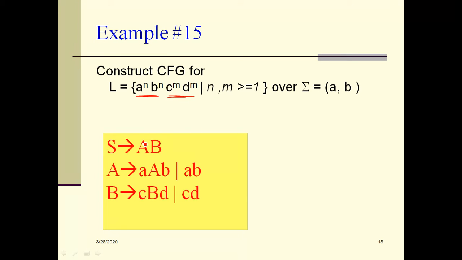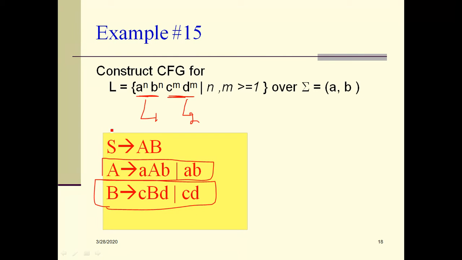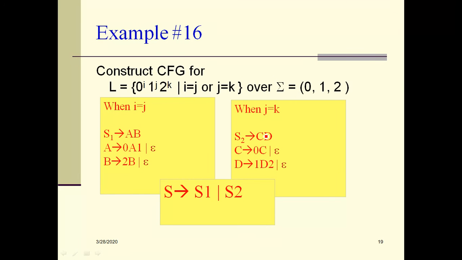This is an easy one, right? So we have again two languages, L1 and L2. L1 is an equal number of A and B, which we know how to generate. Similarly, L2 is an equal number of C and D, and then we concatenate with the start symbol, S derives A B, A followed by B. First A generates an equal number of A and B, and then B generates an equal number of C and D. Hence, okay.